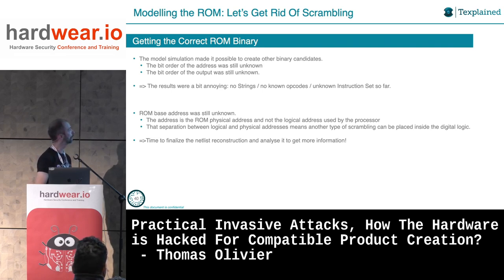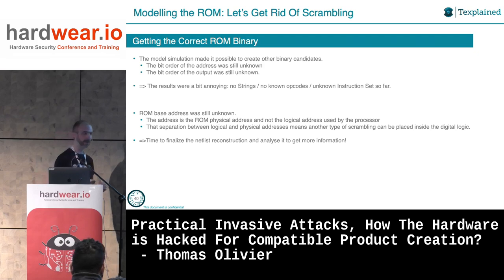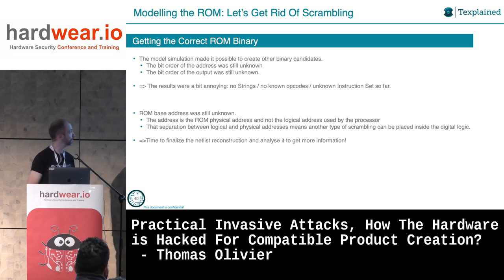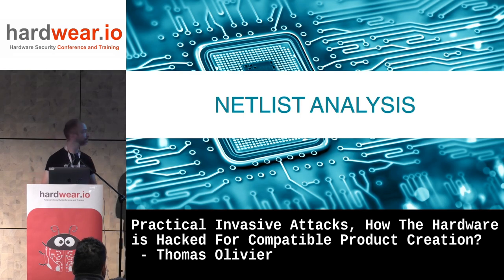Okay, so results are a bit annoying, that's for sure. There are still some unknowns, like the base address of the ROM is unknown. The type of processor is unknown. So yeah, we could see that there is a difference between the physical address of the memory and its logical address. But hey, we have the netlist now, so we can get so much more information.